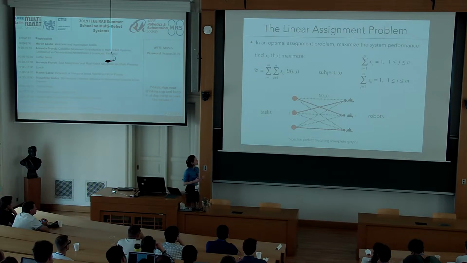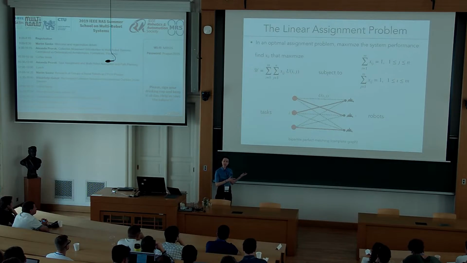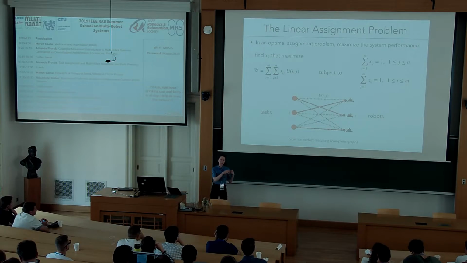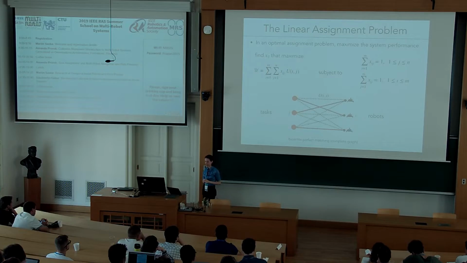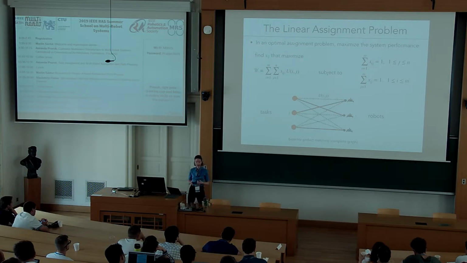And this is just a representation of what this might look like. This is the bipartite graph representation, where on the one hand side I have all my robots, and on the other hand side I have all my tasks. It's a complete graph because in this particular case I can assign any robot to any given task, and all I have to do is find the best matching that maximizes my objective. So how do I do that?